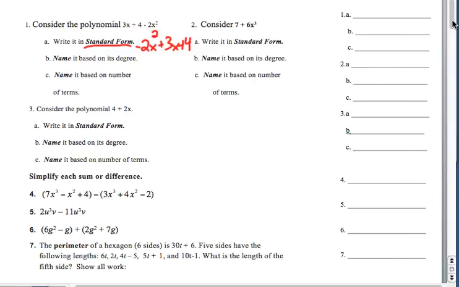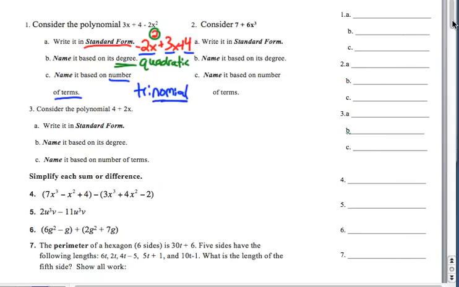Naming based on degree means looking at the highest power. Here the highest degree is 2. Remember, we name a degree 2 polynomial a quadratic. Naming by number of terms, well here I see 1, 2, 3 terms. Remember, the prefix for 3 is tri. So this is going to be a trinomial. All of the names for number of terms end in nomial, you just have to pick the right prefix.